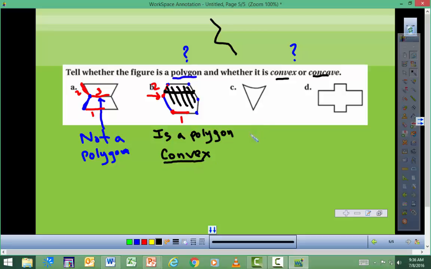Alright, let's move on to this third one here. This third one is almost a polygon, except for this right here. We were told that the first requirement is that it's made up of line segments. And that is not a line segment, that's a curve. In Algebra 2 we'll learn about curves. Lines are always straight though, and so that makes this one easy. This one's not a polygon.